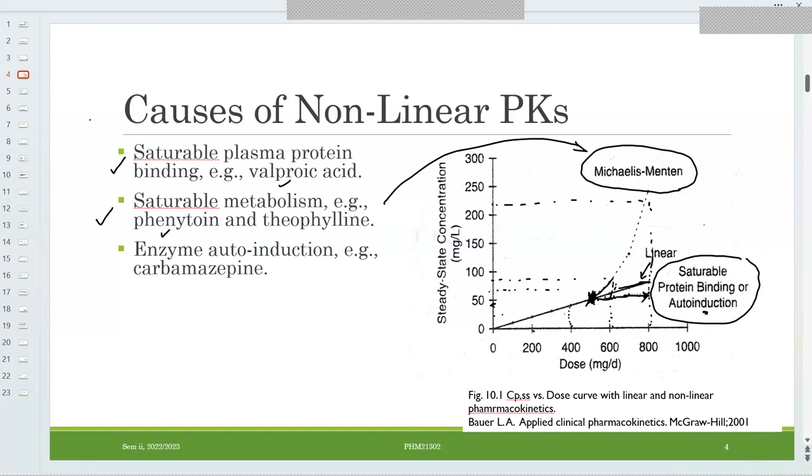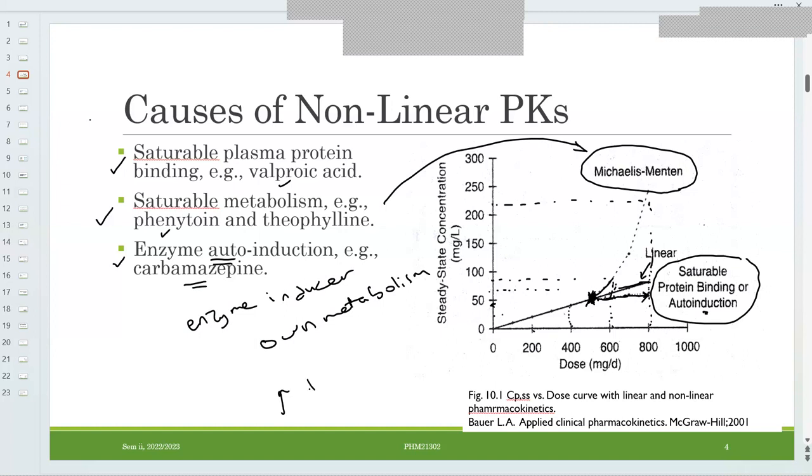Same thing for autoinduction, like carbamazepine. Carbamazepine is an enzyme inducer. When we say autoinduction, it means it induces its own metabolism. So you give a higher dose, it will increase the elimination more than proportionally. Okay? So then there will be a slight decrease in concentration with increasing the dose.